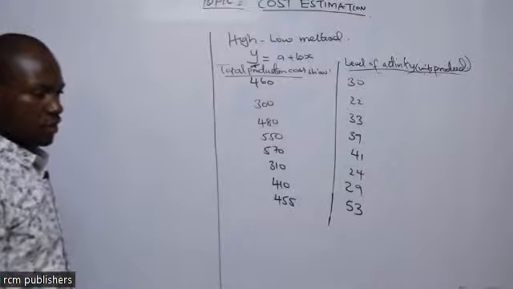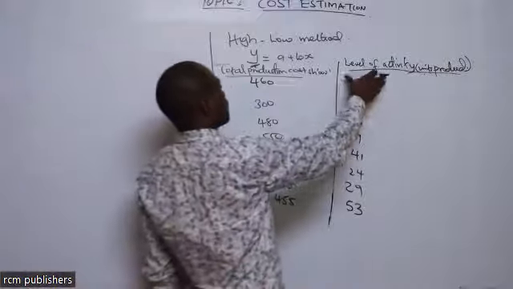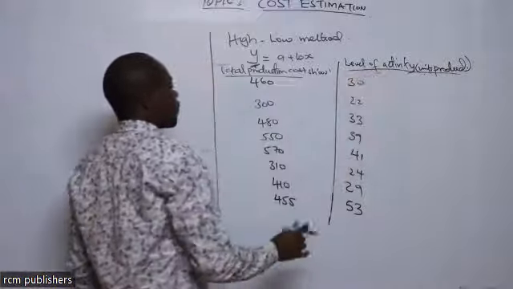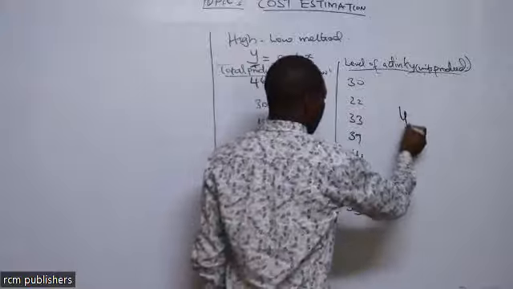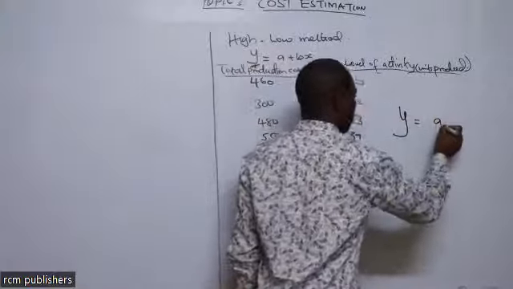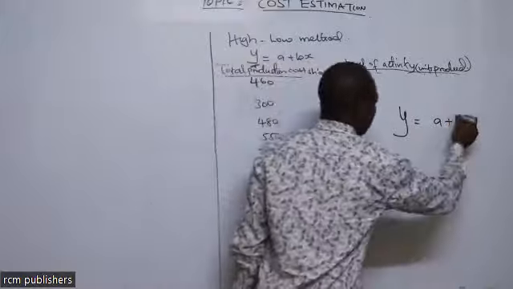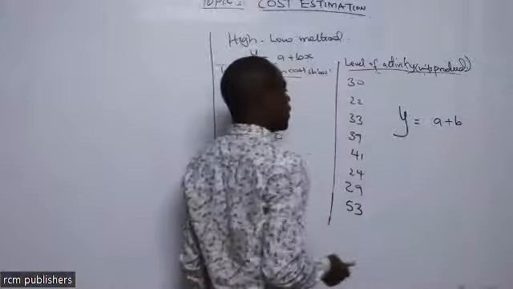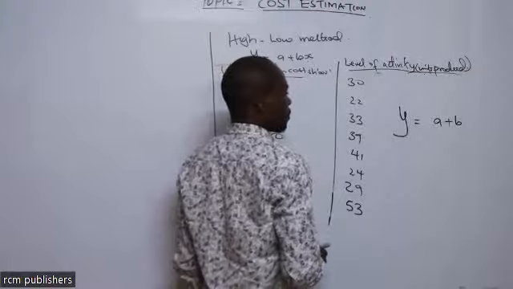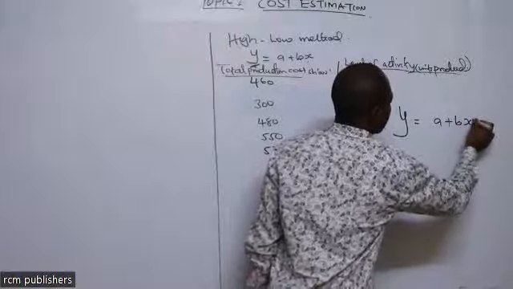Level of activity is x. So somebody is telling us that the level of activity is x. For us to arrive at the total production cost, we take the fixed costs plus the variable cost per unit, which is b, then we multiply by x. X is the activity level.